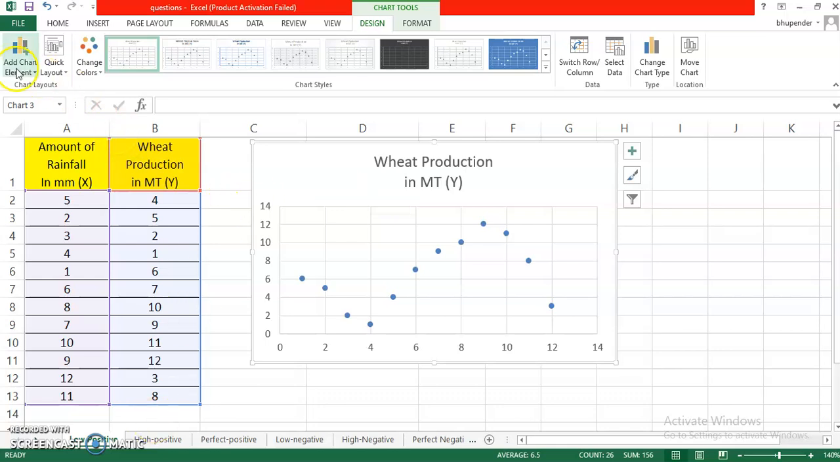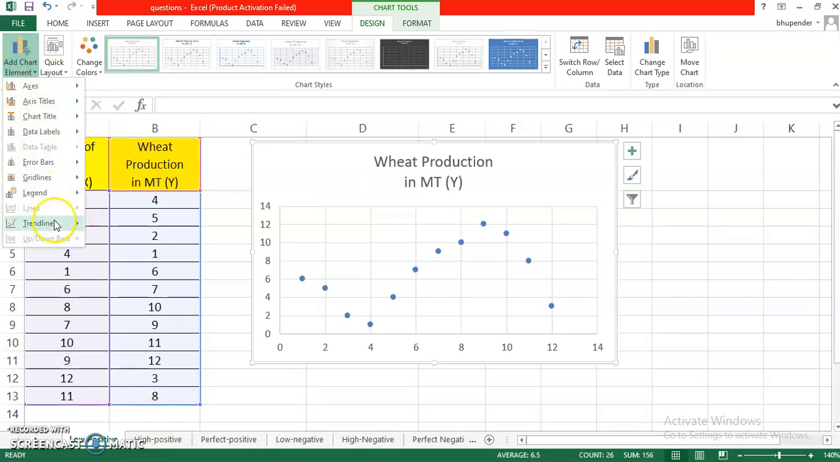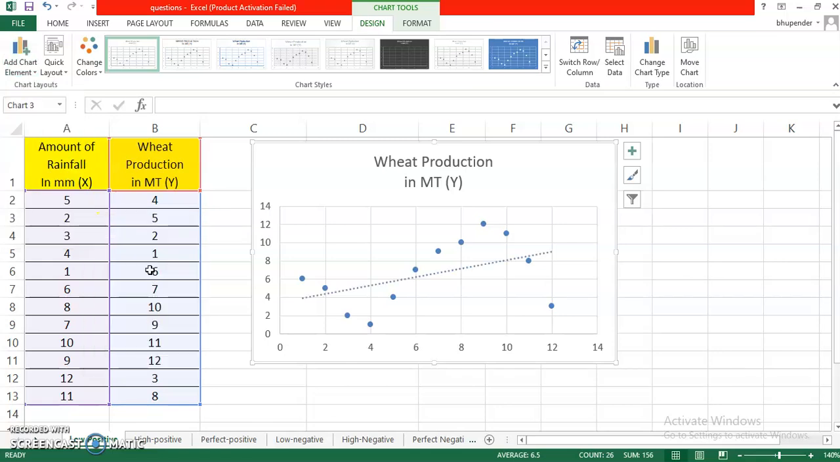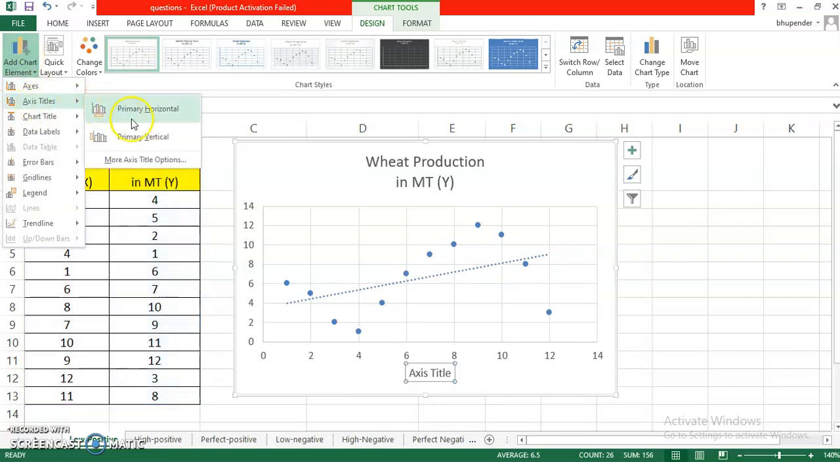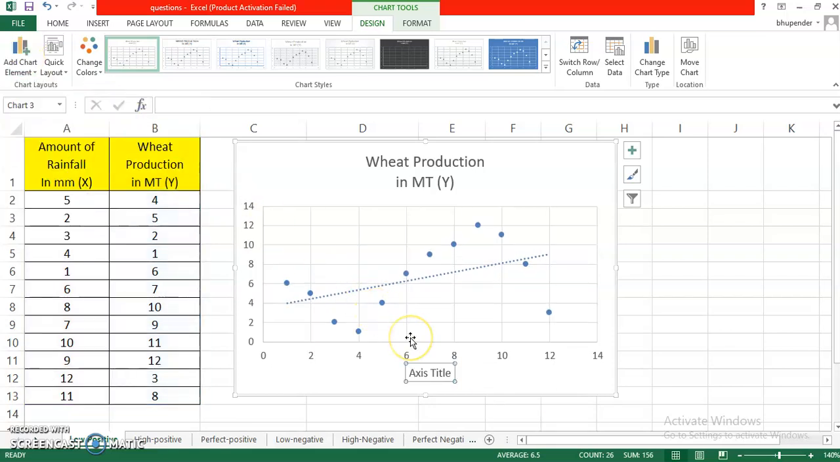This is showing me the scatter plot for production of wheat as the dependent variable. So let me add a trend line to it. You go to Add Chart Element, Trendline, and there is a linear trendline which I'm going to add. So the line itself is verifying that the trend is increasing. By default it is taking on the horizontal axis the variable x, which is amount of rainfall.